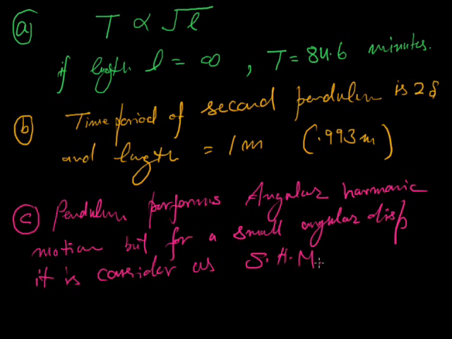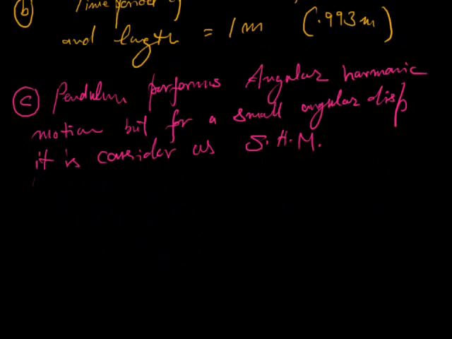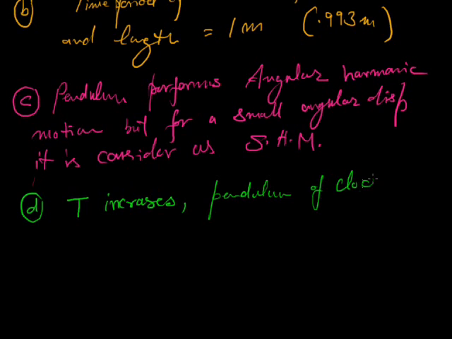If the time period of the clock increases, it means the pendulum becomes slower, and if the time period decreases, the pendulum, or we can say the clock, will be fast. If T increases, the pendulum of the clock becomes slower, and vice versa.